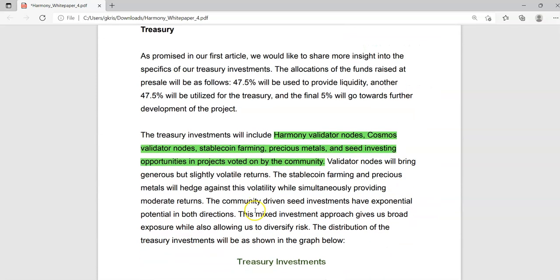Coming to their treasury, how are they going to manage the money? If you see, whatever the pre-sale money is, they plan to put almost close to 50% into providing liquidity and those things. They also plan to invest in the Harmony validator nodes and Cosmos nodes, stablecoin farming, and precious metals. Okay, this is something new. I've seen a lot of projects trying to keep themselves within the crypto space, but here they try to go out of crypto into the traditional commodity market. Maybe they plan to invest in gold, I guess, I'm not sure. They also have seed investing opportunities, voted on by the community. I mean, they plan to involve the community in the investment too. That's good.